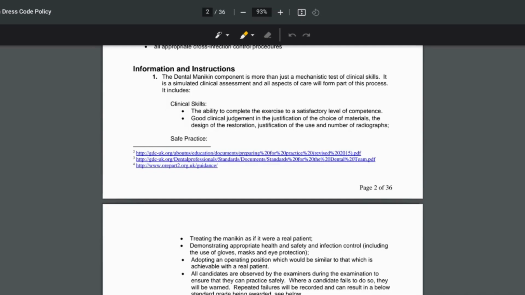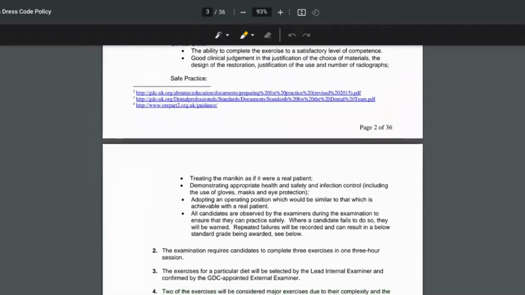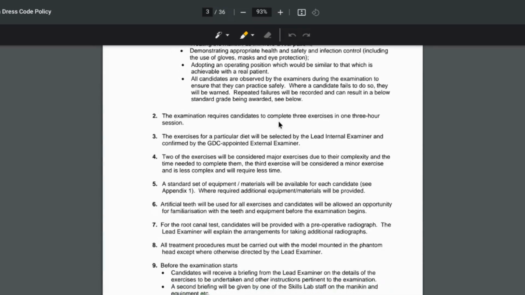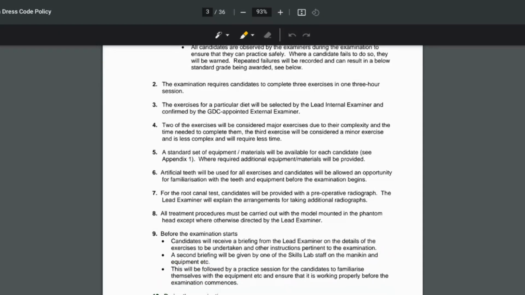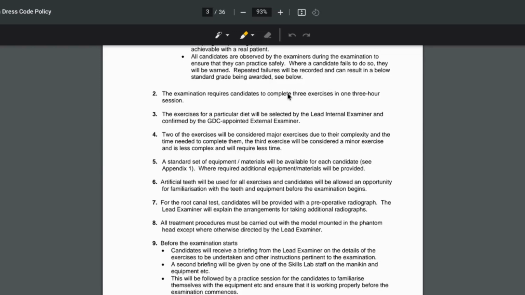These are the clinical skills. And of course, safe practice means you are treating the patient mannequin as an occupied patient, and while working, your back should not be hurting. All the candidates are observed by the examiners during the examination to ensure that they can practice safely. That is what is needed.